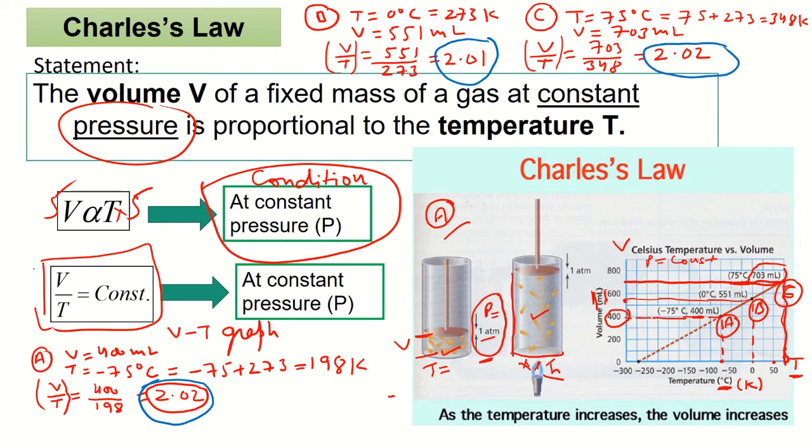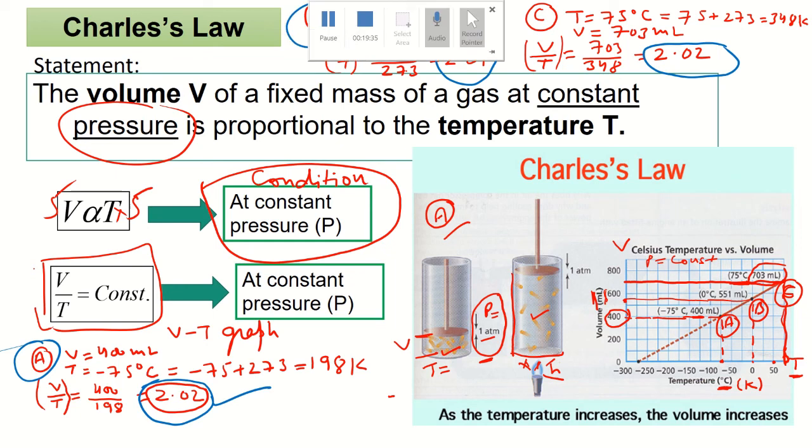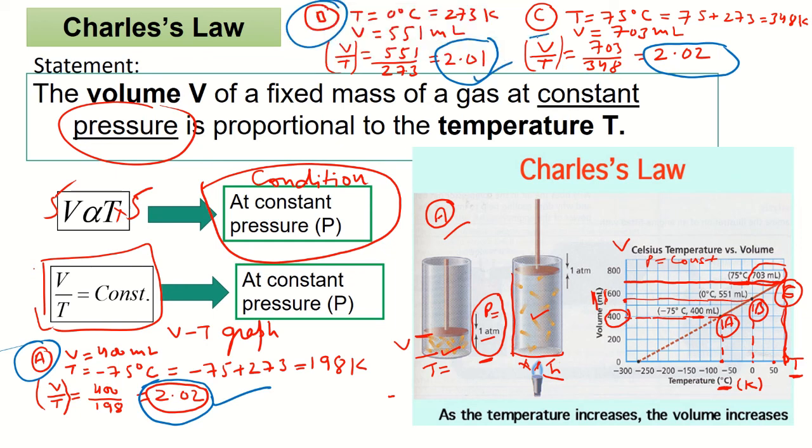So if you remove the decimal, because the decimal value is very small, the value is coming 2. So for the point A this is 2, for the point B this is 2, and for the point C this is also 2. So it means at the points A, B, C on the graph, the ratio V over T is not changing. At different points, this value is coming constant all the time. So this is the property of the Charles law.